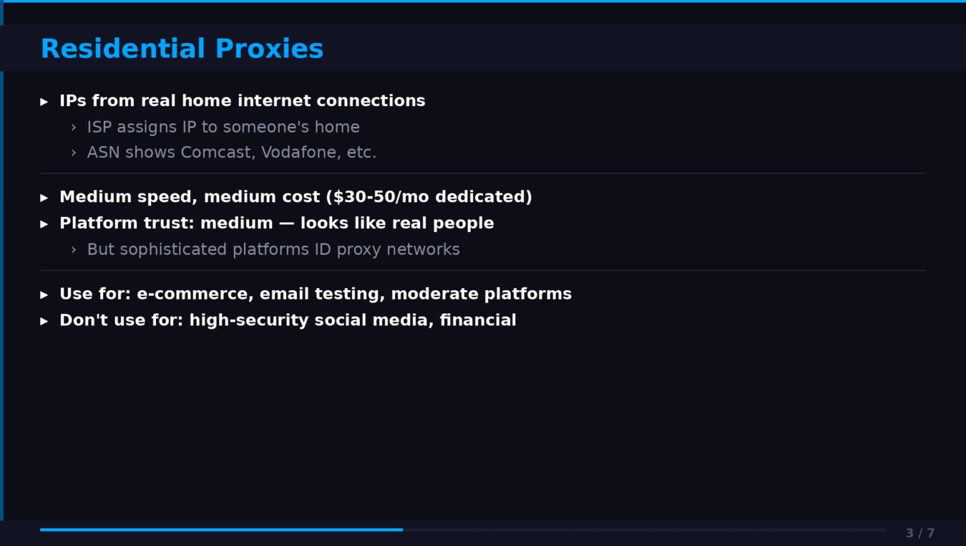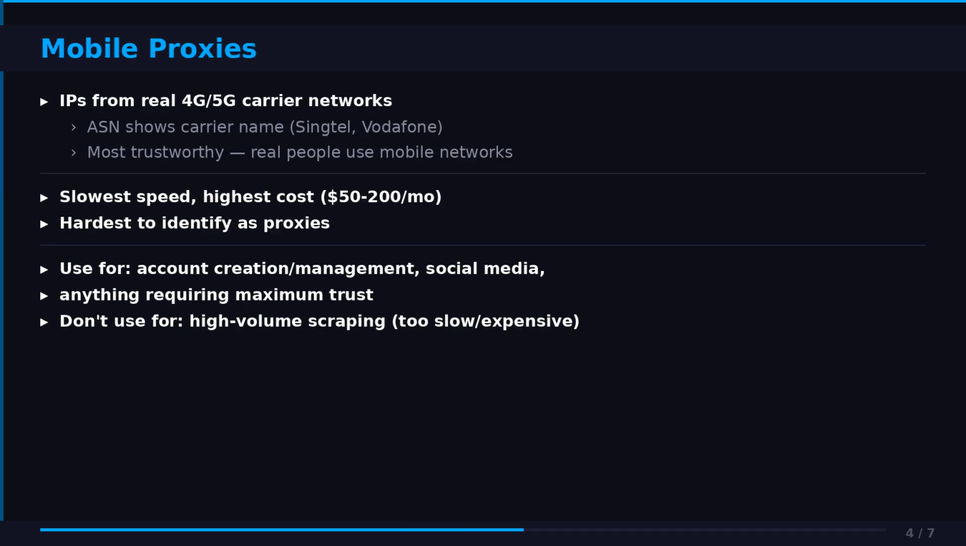The strengths: more platform trust than data center, look like real people, work for most basic operations. The weaknesses: identifiable to sophisticated platforms, medium speed, medium cost, potential for rotation issues. Use residential proxies for e-commerce account operations, email testing, moderate security platforms, location verification, anything where you need to look real, but platform trust isn't maximum. Don't use them for high security platforms like financial and social media with strict policies, anything where you need the absolute highest trust.